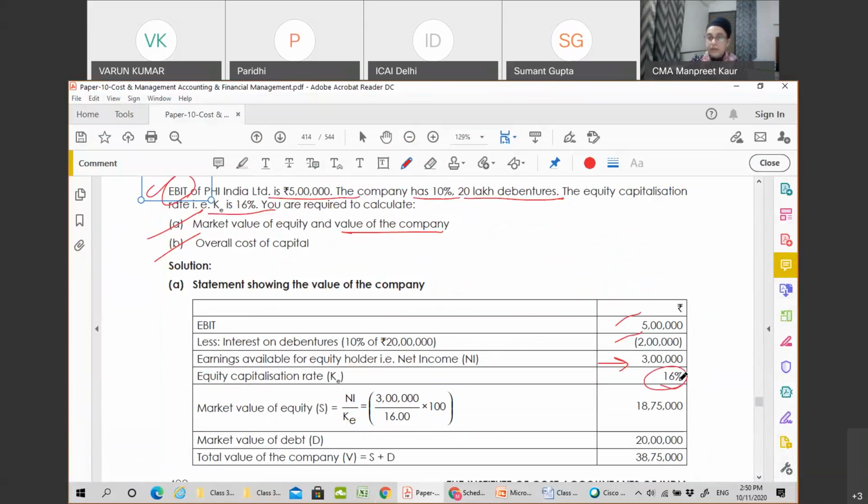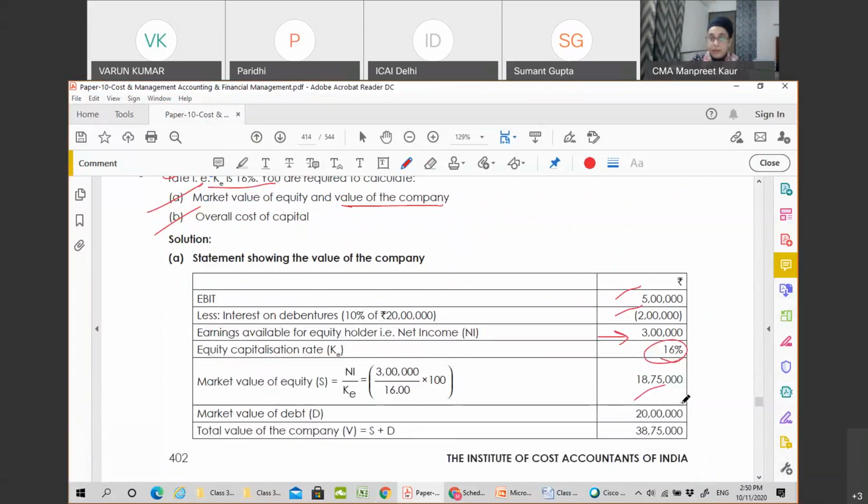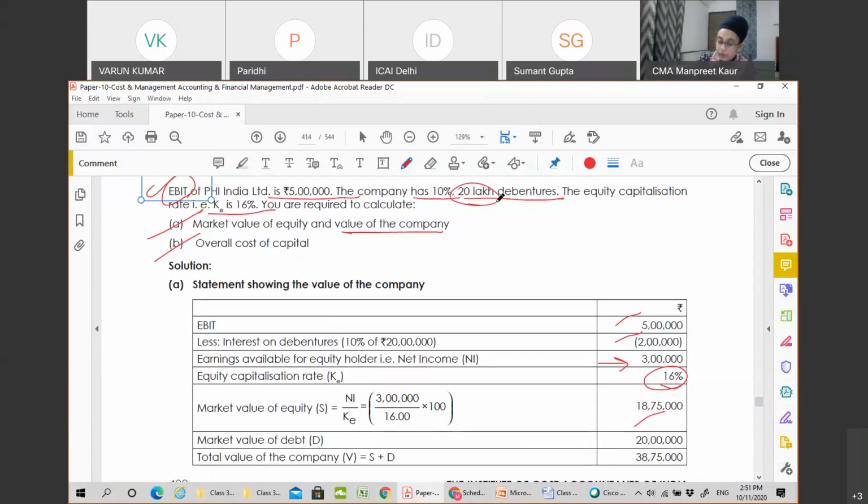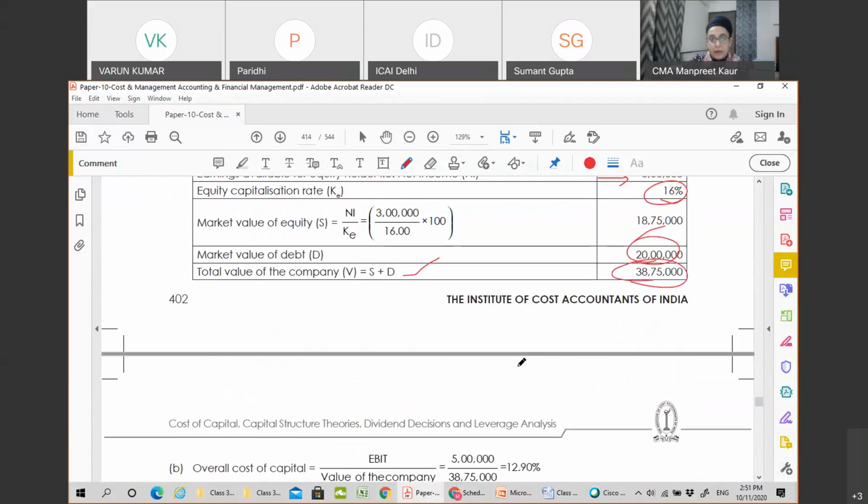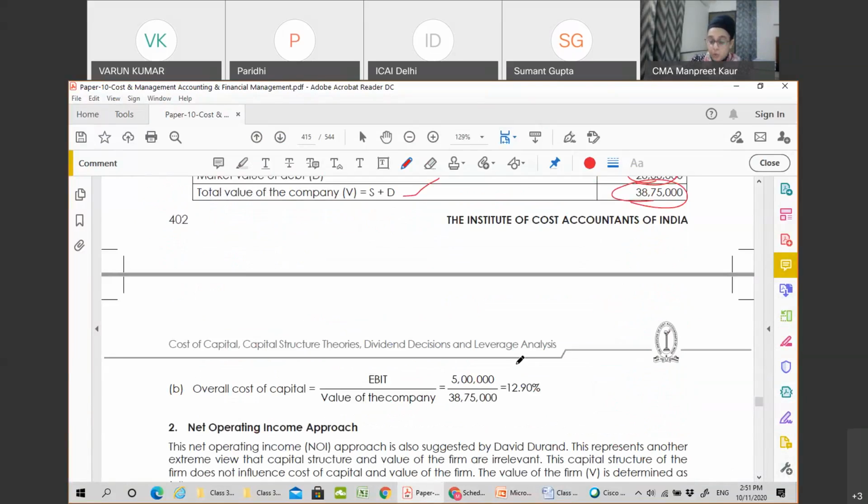KE is given, then market value of equity is NI upon KE. And market value of debt is already given, 20 lakhs. So V is equal to debt plus equity, that is 38 lakh 75,000. And whereas overall cost of capital, that is KO.